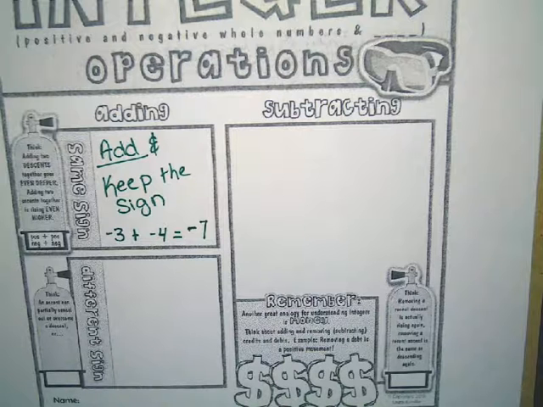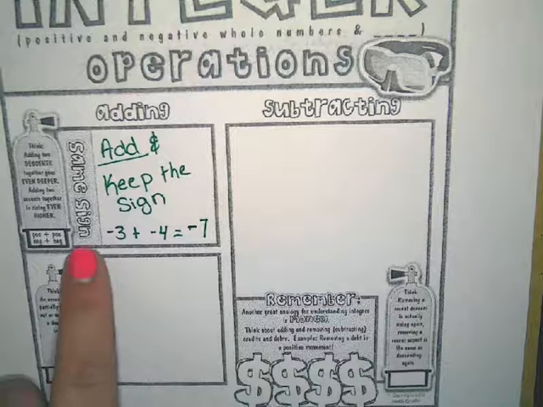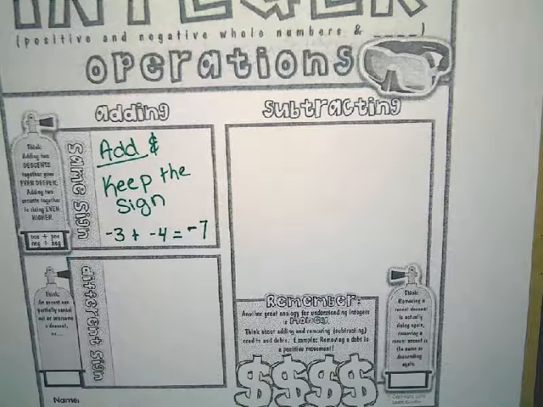So on your paper, next to same sign, make sure you have this filled out. Add and keep the sign. The example, -3 plus -4 equals -7. Make sure you have that filled in on the back. That's your note. Next to it, adding two descents together goes even deeper. Adding two ascents together is rising even higher.